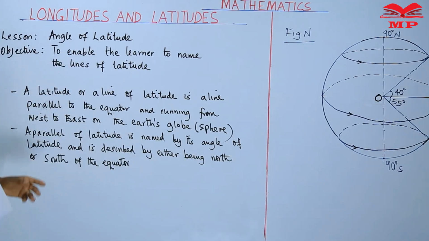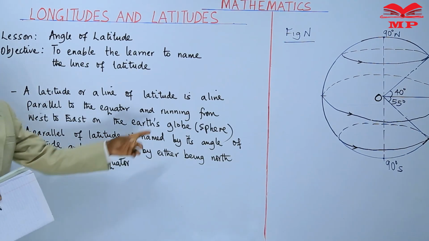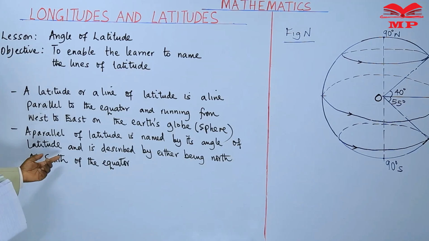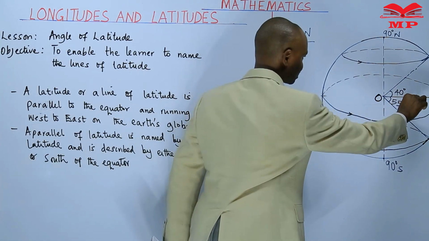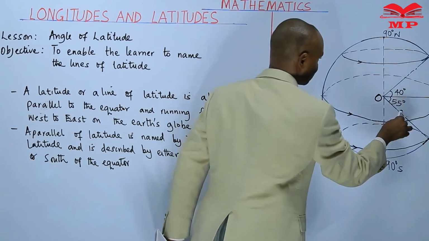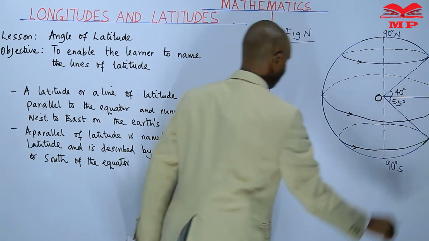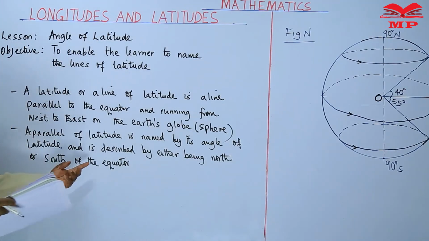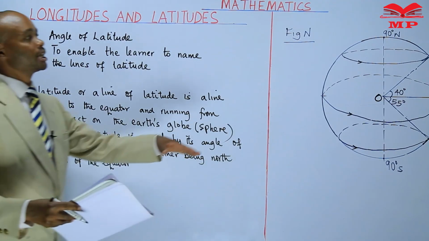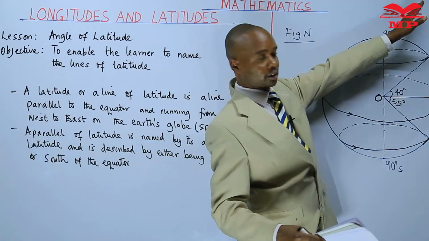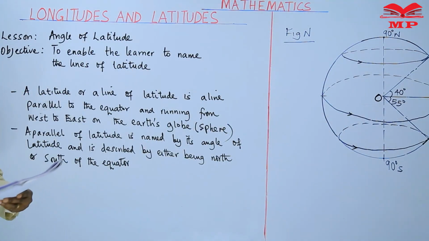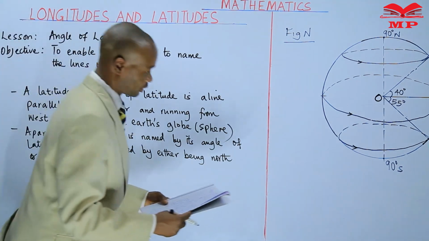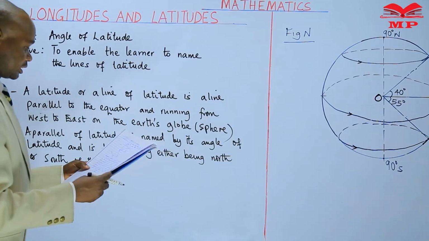A parallel of latitude like the ones shown there is named by its angle of latitude. We shall just find it is either this angle for B or this angle for A. It's named by its angle of latitude and is described as being north of the equator or south of the equator.